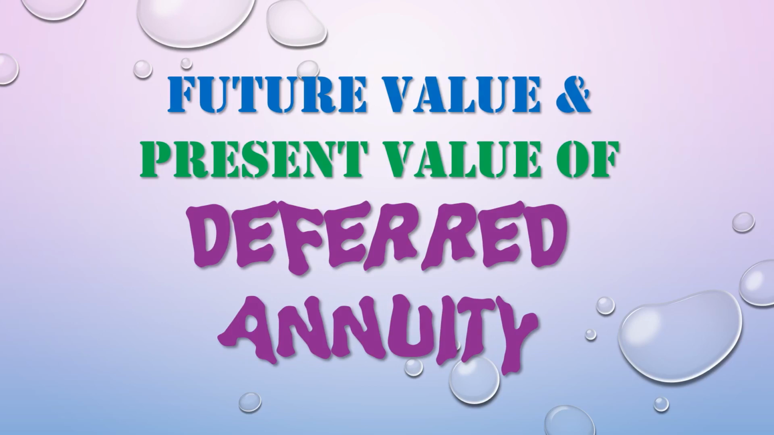Okay, so let's move on now to the last type of simple annuity, which is the deferred annuity. It is defined as an annuity in which the payment is not made at the beginning nor at the end, but on a later date. So we will find the future value and present value of deferred annuity.